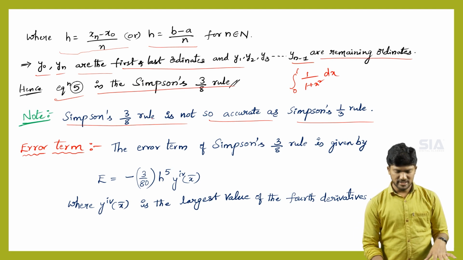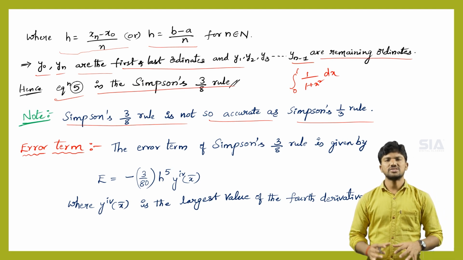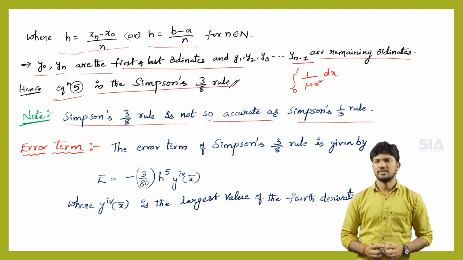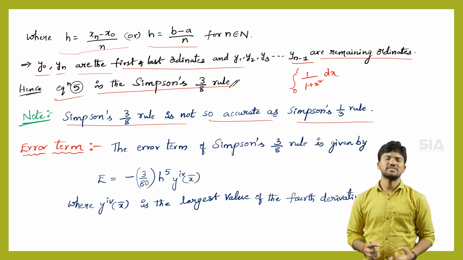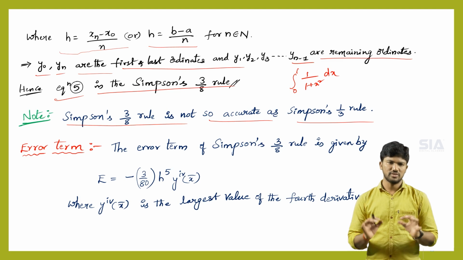Okay, so here Simpson's 3/8 rule is not so accurate as Simpson's 1/3 rule. That is, Simpson's 1/3 rule gives more accurate values than Simpson's 3/8 rule. Okay, so that is a note point.